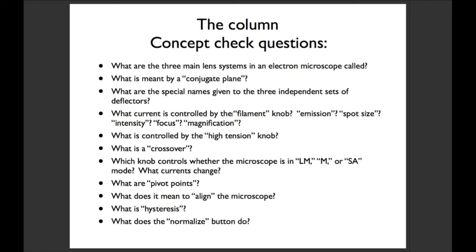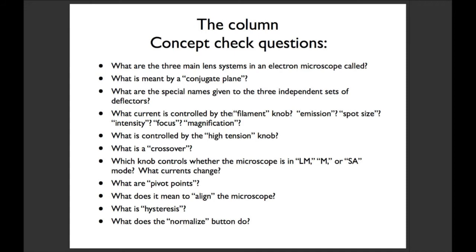What's controlled by the high tension knob? The voltage drop across the accelerator stack. A crossover is the point at which electrons converge. Which knob controls whether the microscope is an LM, M, or SA? That's your magnification knob.